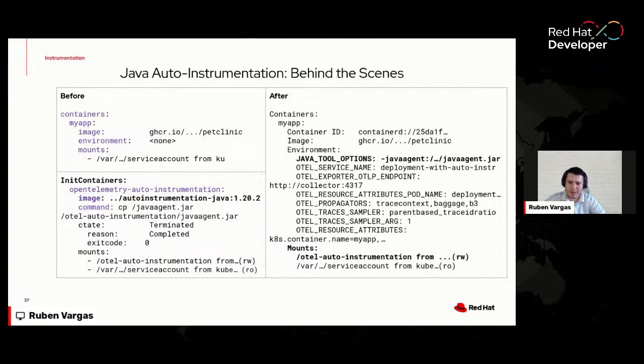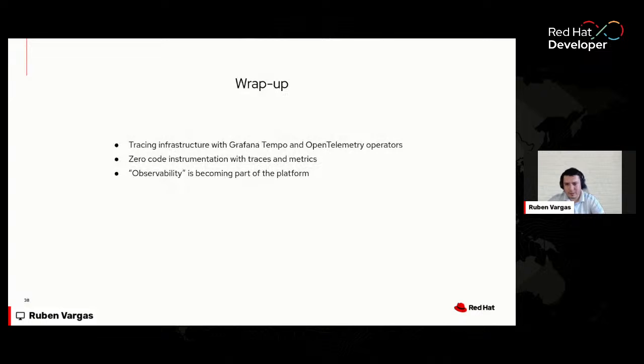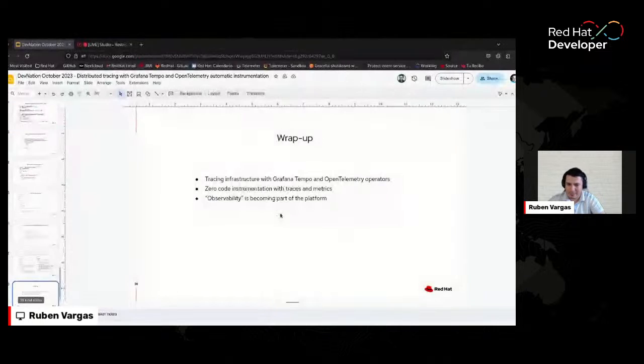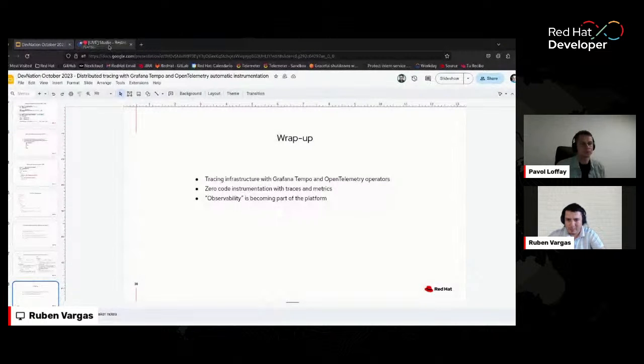And with this, we already have the three main components of our architecture: the application instrumented, the collector, and Tempo, which is the backend to store and query the data. And with this, we have our solution completed. Yeah, that's all for me. I will give the control to Pavol again.